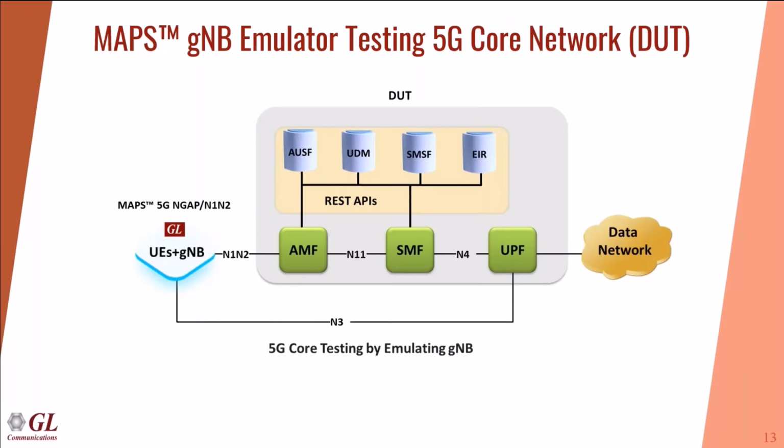5G core network. Here the MAPS gNB emulator emulates the N1 N2 interface, thereby emulating internal virtual UEs without the RF interface. In this case, it can inject all the NGAP NAS signaling from the emulated gNodeB towards the 5G core.